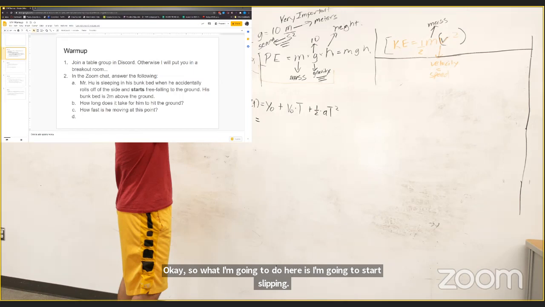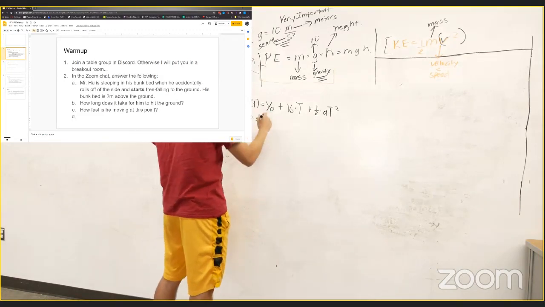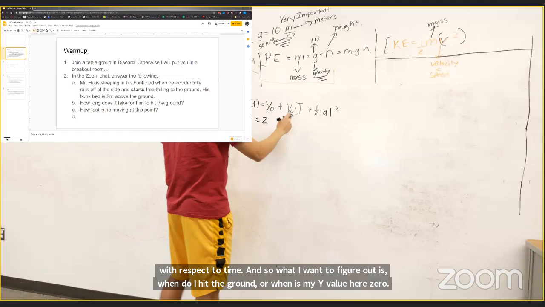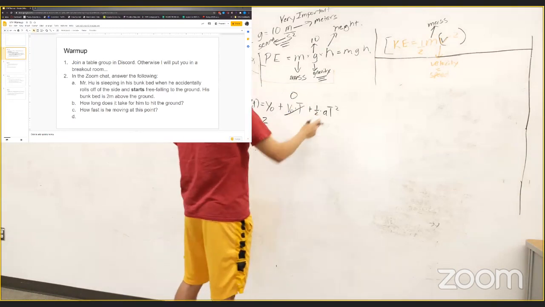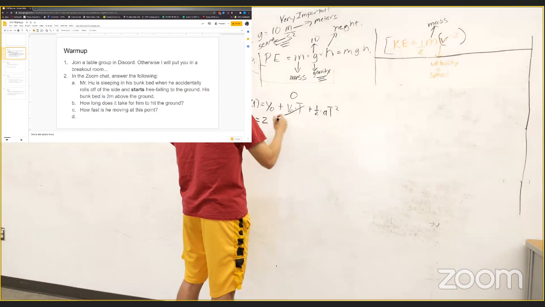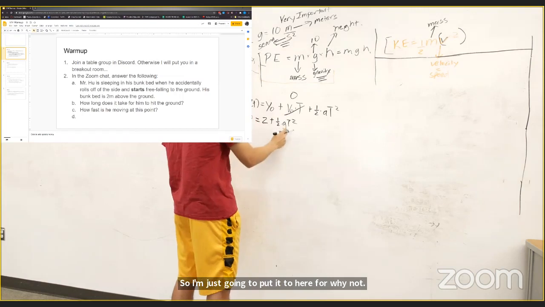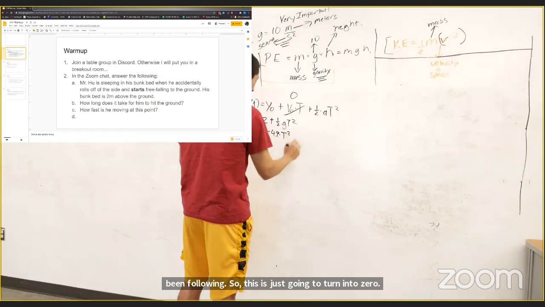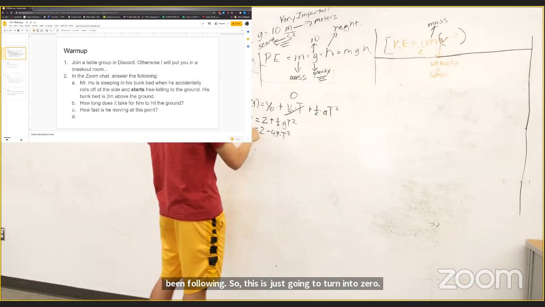So 0 is equal to my initial displacement. I initially start off 2 meters above the ground, so I'm just going to put a 2 here. My initial velocity here is 0 because I start falling; I haven't already been falling. So this is just going to turn into 0, and then 1/2 a t squared. Because I'm free falling, this is going to be 1/2 times g times t squared. g is negative 9.8, so this is going to turn into 2 minus 4.9 times t squared. So 0 is 2 minus 4.9 times t squared.